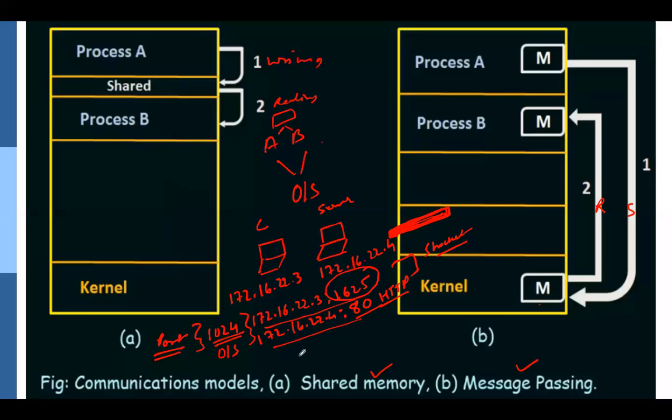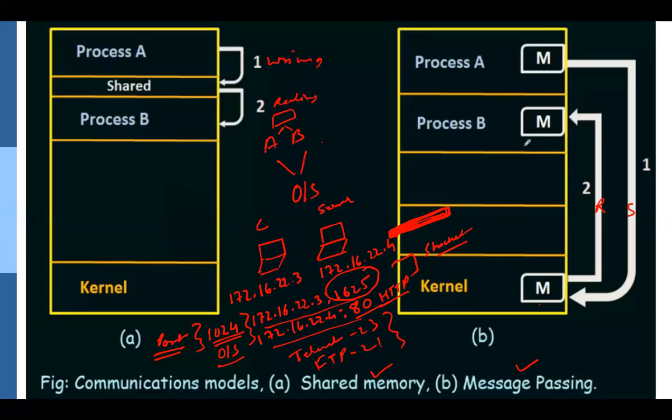We know that for different services we have different ports: for telnet we have port number 23, for FTP, file transfer protocol, we have port number 21, and for HTTP, port number 80. In that way, we have some reserved ports, up to 1024, which are for the operating system. More than that, we can use for inter-process communication. That concept is called message passing.